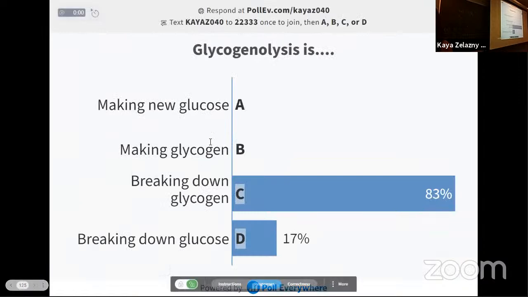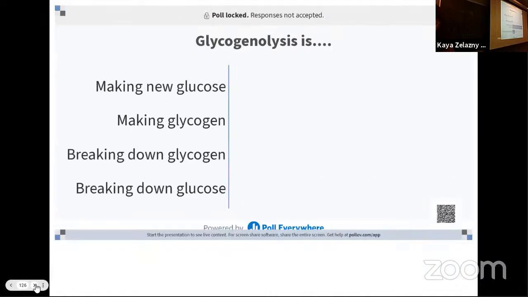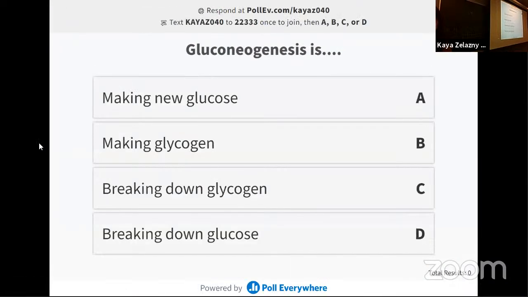Great. Yeah, so we're breaking down glycogen. So we have our glycogen, and we have the lysis, like the lysosome, breaking stuff down. And I think we've got one more thing here. Yeah. So gluconeogenesis. Another long G word.